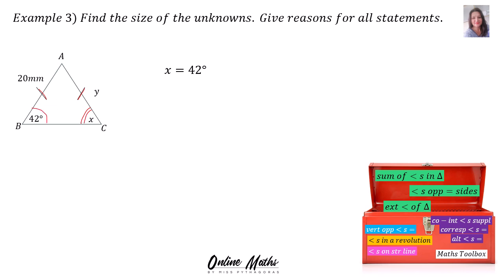It's this base angle of the isosceles triangle, but you cannot use that as a reason. Your reason is angles opposite equal sides. And then we also know that Y is 20 millimeters, and your reason there is it was given that they are equal. AB is equal to AC.